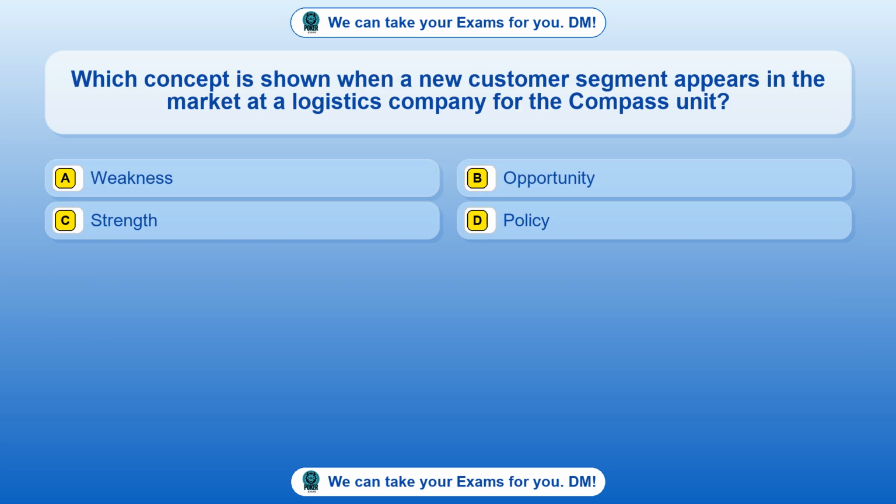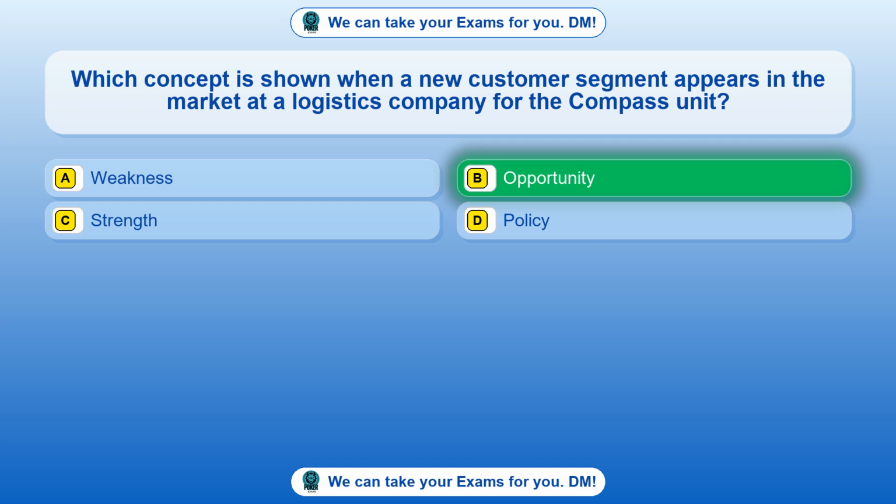Question 21. Which concept is shown when a new customer segment appears in the market at a logistics company for the Compass unit? Option A, weakness. Option B, opportunity. Option C, strength. Option D, policy. The correct answer is option B, opportunity.